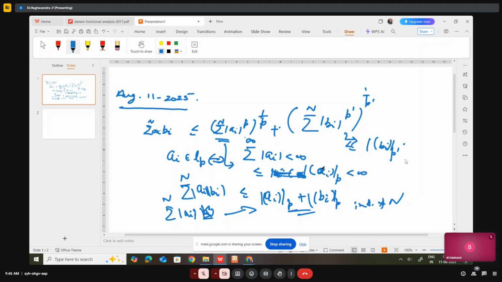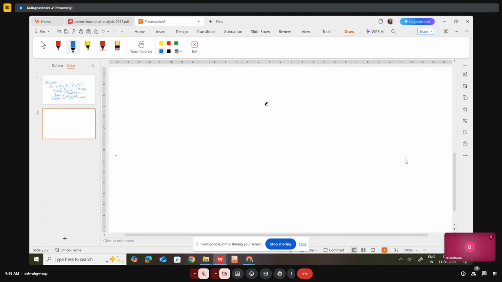That means the summation of mod a_i into mod b_i is less than or equal to the norm of the sequence a_i in the l_p norm times the norm of the sequence b_i in l_p prime. So this is what we had.